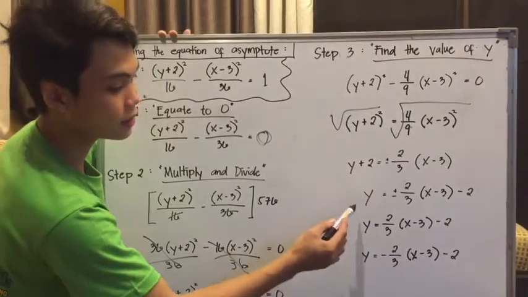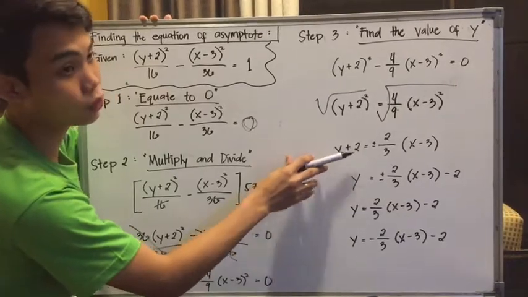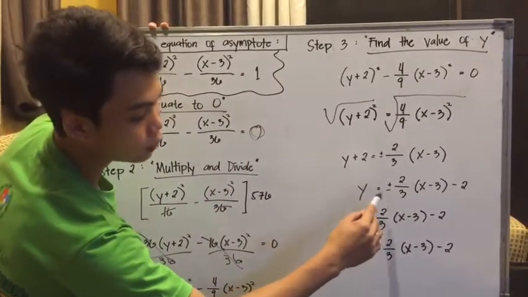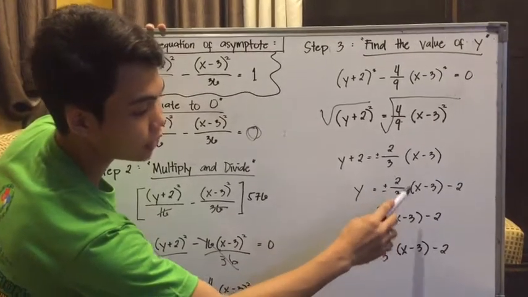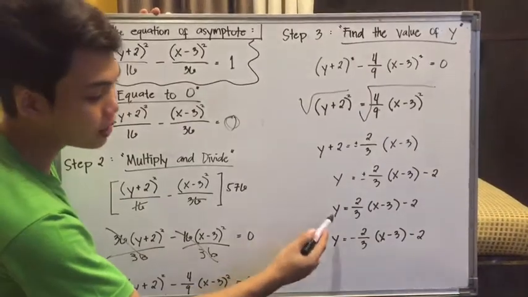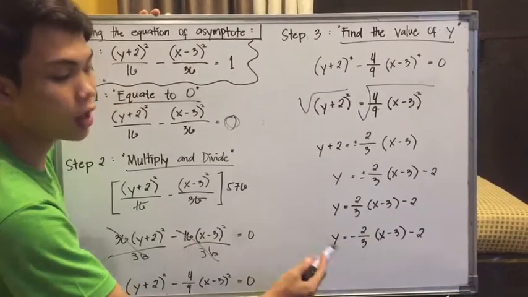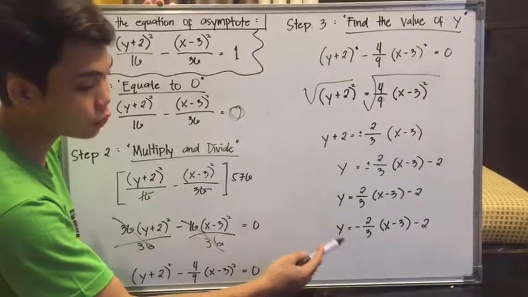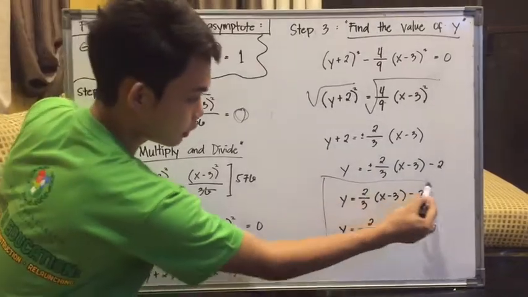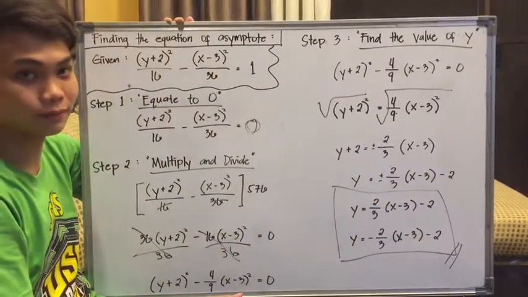So the next is, we have to transpose this positive 2 to the other side because we are finding the value of y. So y equals plus or minus 2/3 x minus 3, minus 2. Therefore, y equals positive 2/3 x minus 3 minus 2, and y equals negative 2/3 x minus 3 minus 2. So this is your equation for the asymptote.